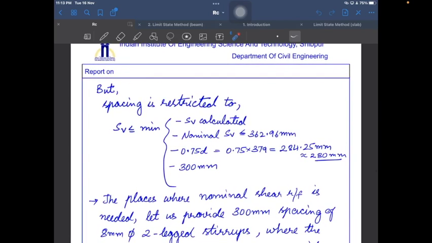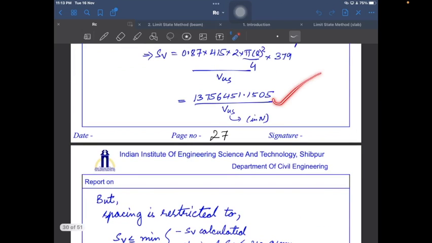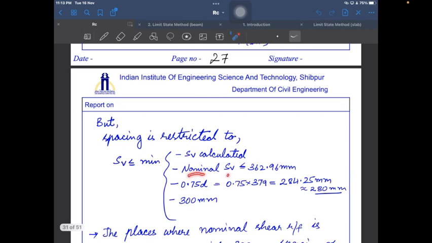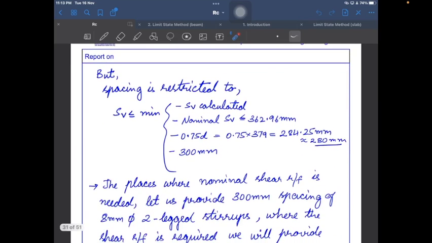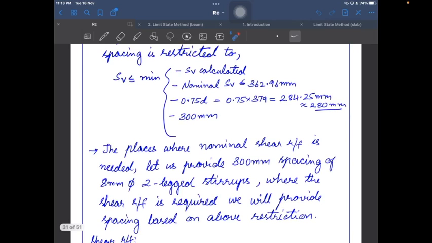And one more thing: spacing is restricted to the minimum of SV calculated from this formula for nominal shear, or 0.75 D, or 300. So 0.75 D is coming out to be 284, which is approximately 280. We give lesser spacing than required for more shear reinforcement, to be on the safer side.